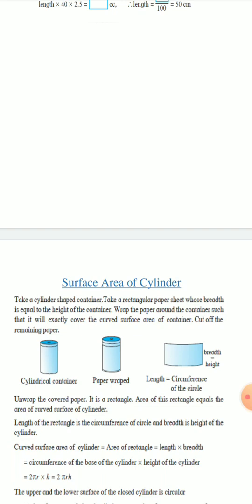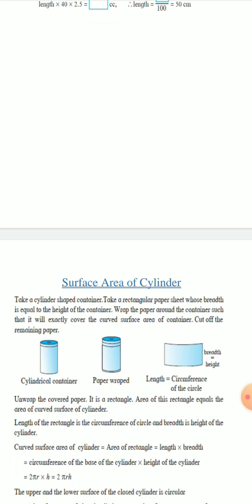I will repeat. I'm taking one cylindrical container and a rectangular paper sheet, provided that the width of that paper sheet is equal to the height of the container. Just wrap it around the cylindrical container, and whatever remaining part of that paper there is, you have to cut it down. Now unwrap the covered paper. What you will see is a rectangle. So the area of this rectangle is equal to the area of the curved surface of the cylinder.